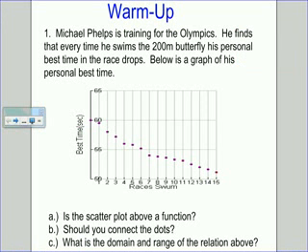Yes, it is. Why is it a function? Because it passes the vertical line test. B, should you connect the dots? Again, this is a big question in this unit. Why not?